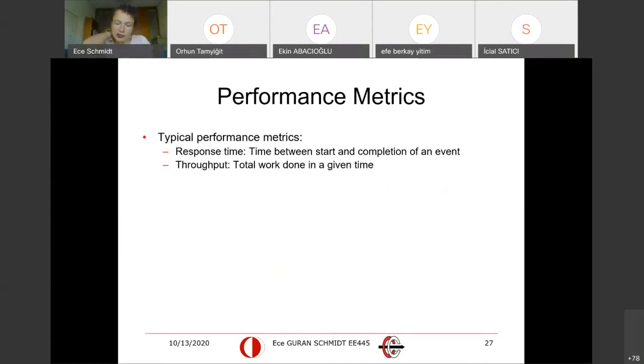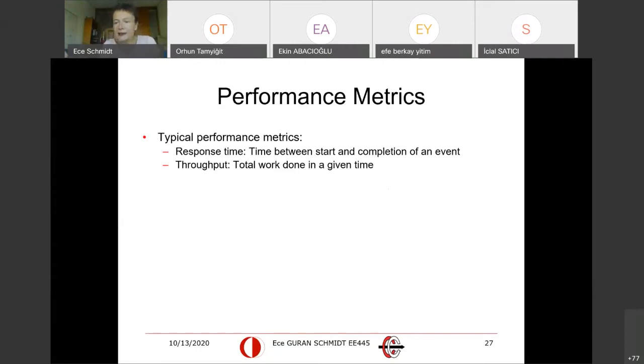Now, performance metrics, I want to go over them. I hope to revisit these metrics in 446 in detail, okay? So the typical performance metrics for some computer would be, one, the response time. You give a task, compute this, and then when is it completed? So how long does it take? What is the latency? The other metric is throughput.